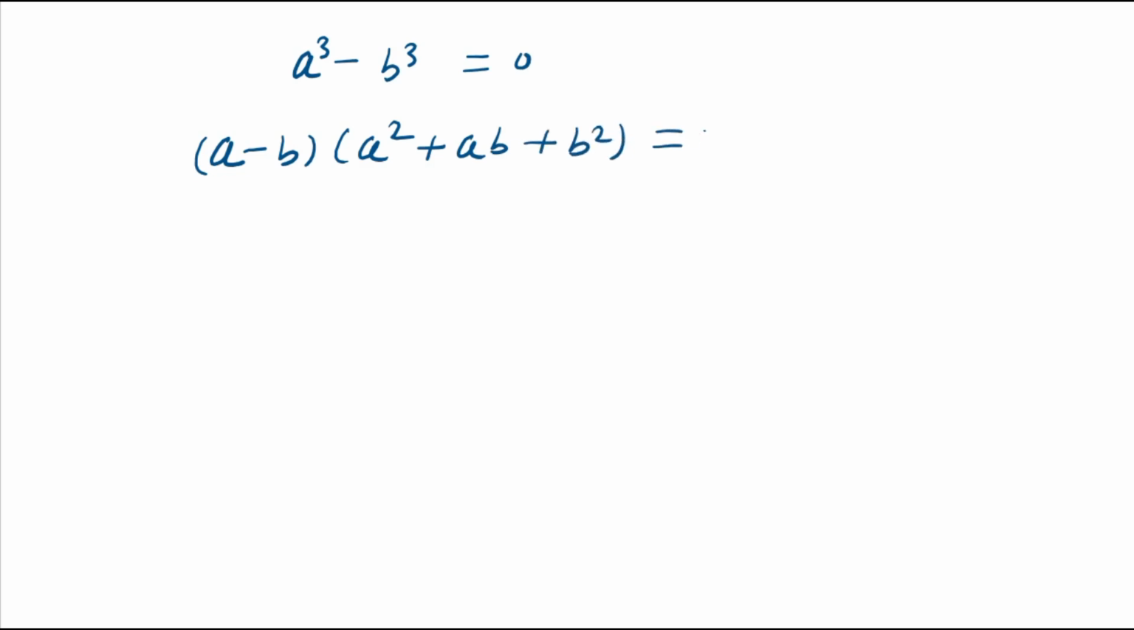Now if we take all the expressions on the same side, then a cube minus b cube is equals to 0. So first on the left hand side we will make factors, and we know that the difference of two cubes is the same as a minus b, multiplied by a square plus ab plus b square, and this is equals to 0.